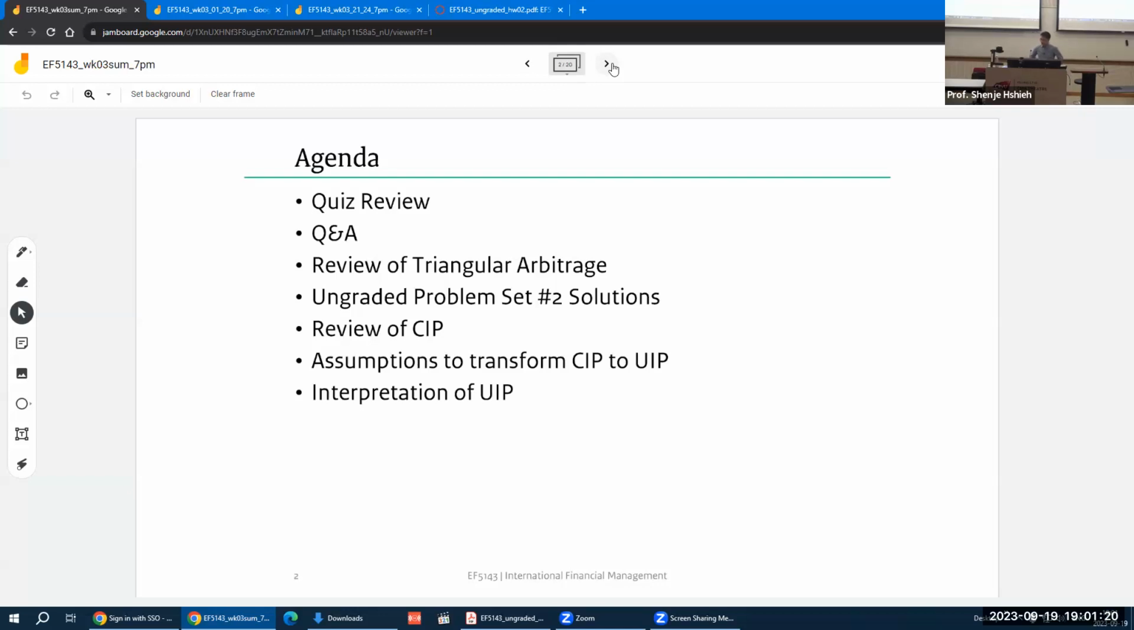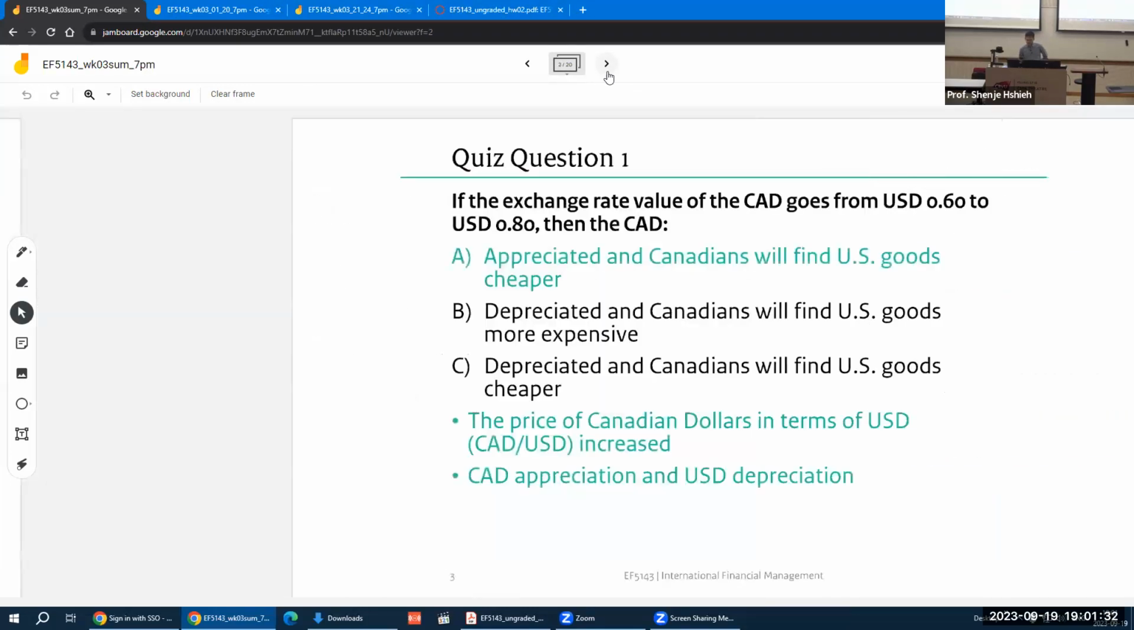And then finally, before going on to today's lecture, I will go over the solutions to ungraded problem set number 2. All right, so let's go over the quiz, right?